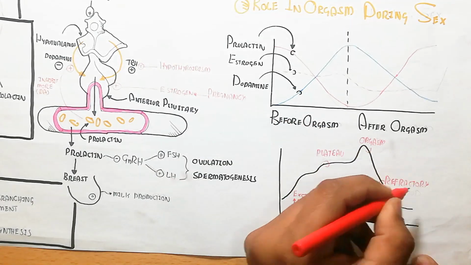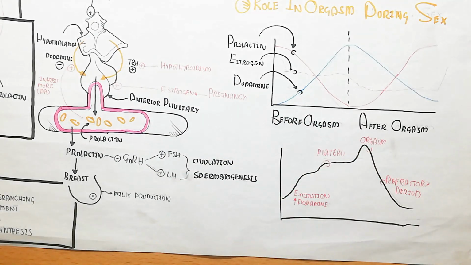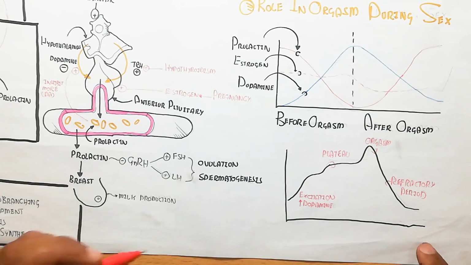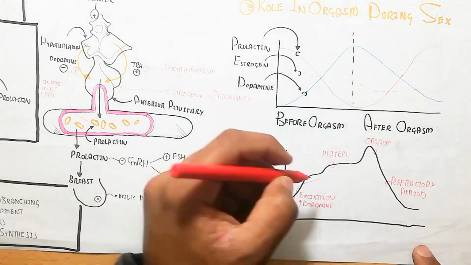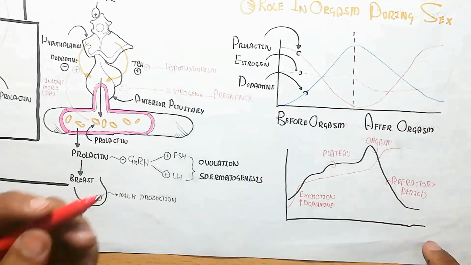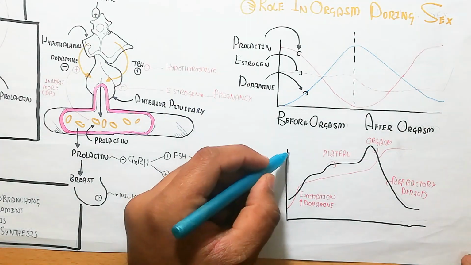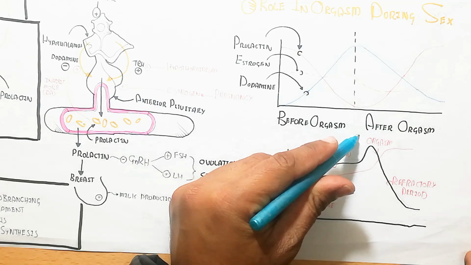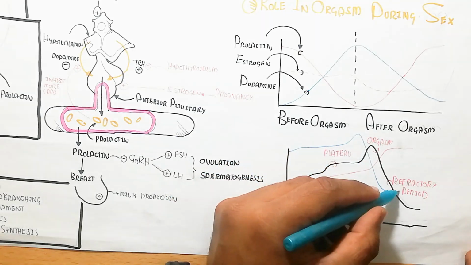This excitation is due to the dopamine, while the plateau phase to orgasm and the refractory period require the prolactin while the dopamine will inhibit. Even serotonin and other types of hormones we will not understand now, but later on in the next video we will understand.